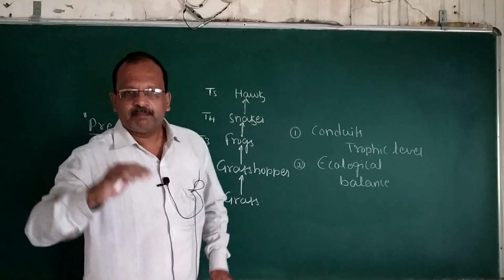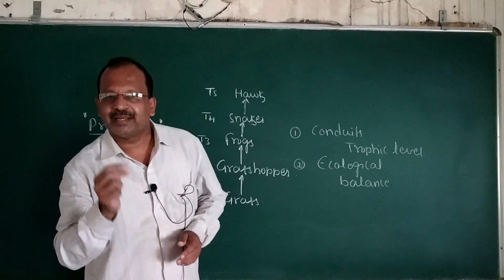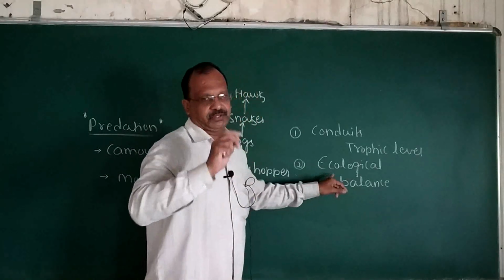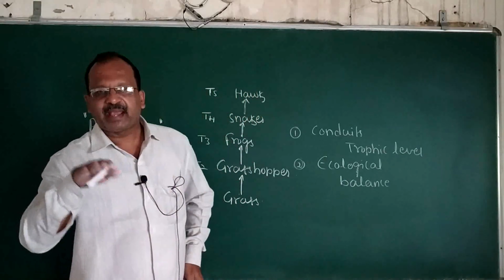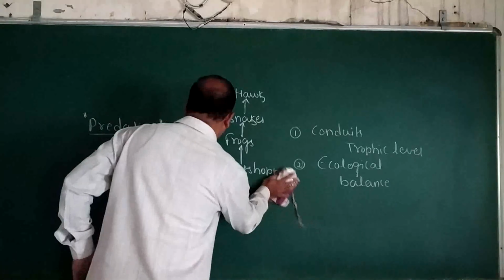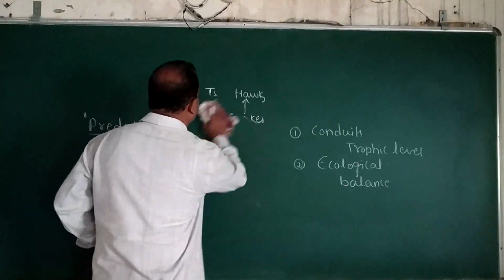Predators will keep the prey population under check to maintain ecological balance. They will maintain an ecological balance. Next example, I have to take care of this example.